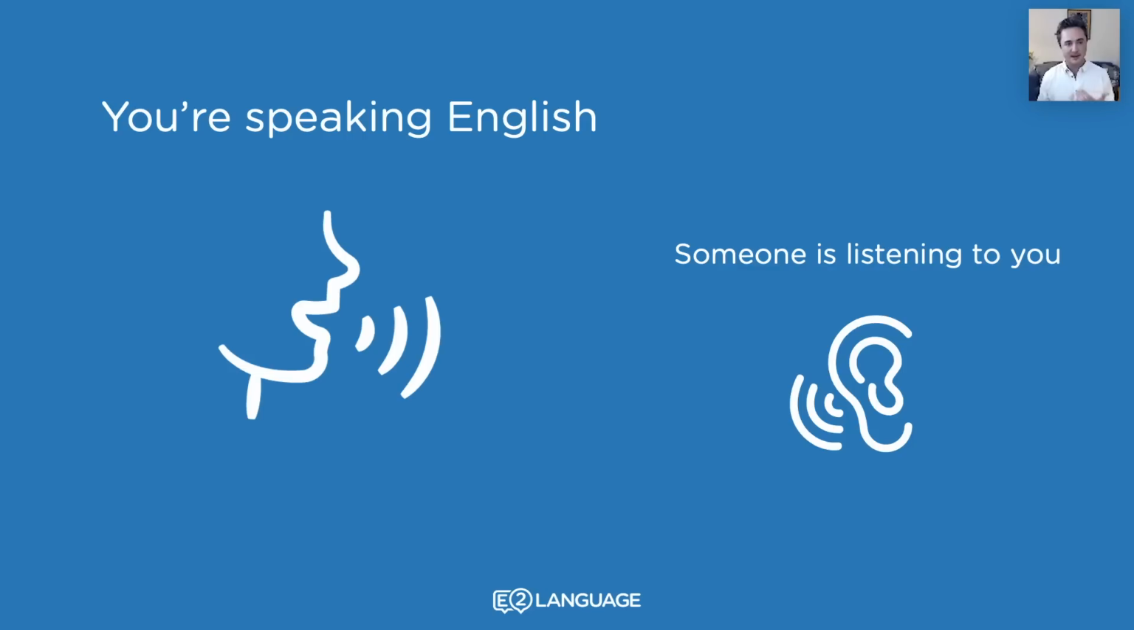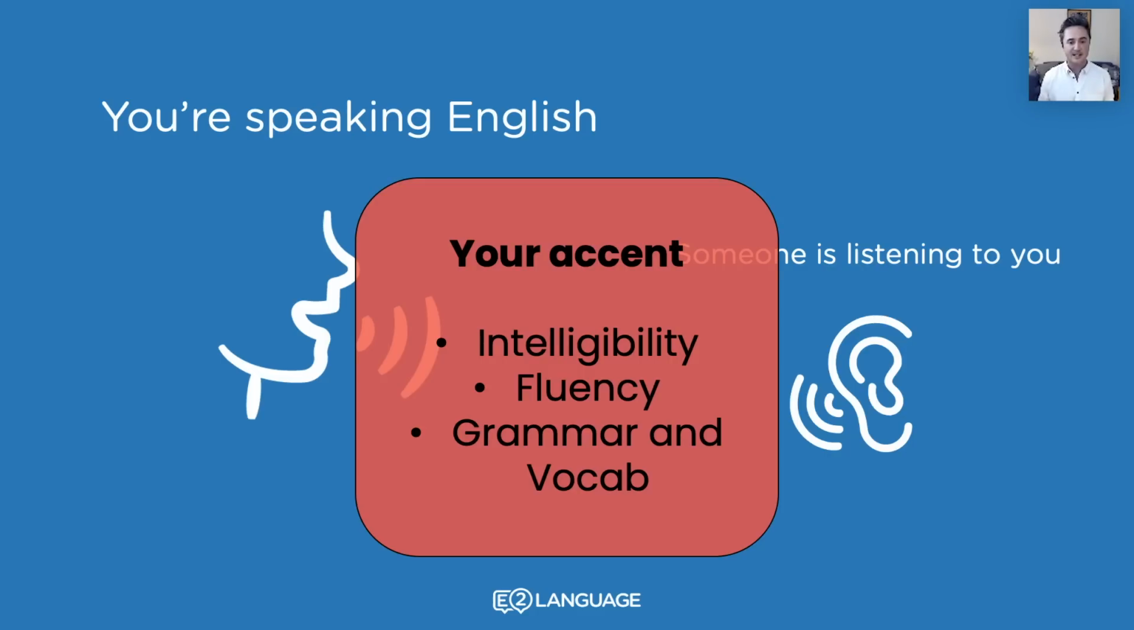So let's imagine that you're speaking English and someone is listening to you. And let's think about all of those influences from your first language when that's happening. So your accent is comprised of various elements. One is called intelligibility. It's also comprised of fluency, grammar and vocabulary.